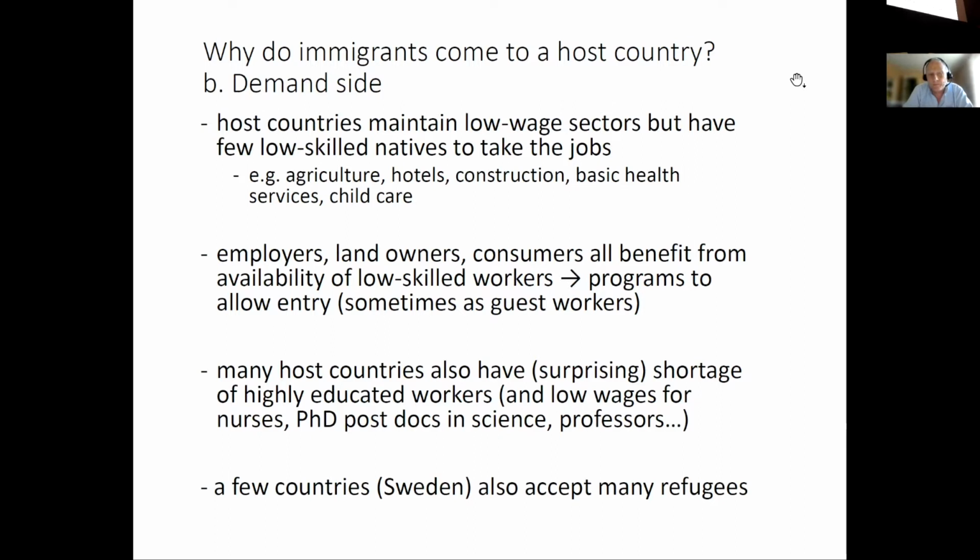There's also surprisingly demand at the top of the skill distribution in many countries, and I think this is probably true in New Zealand as well. There's a surprising shortage of highly educated workers, in part perhaps because a lot of highly educated employers who'd like to employ highly educated people don't want to pay much. So professors' wages are notoriously low in many countries. Postdocs in science are notoriously low wages, and a lot of those jobs are filled by immigrants.